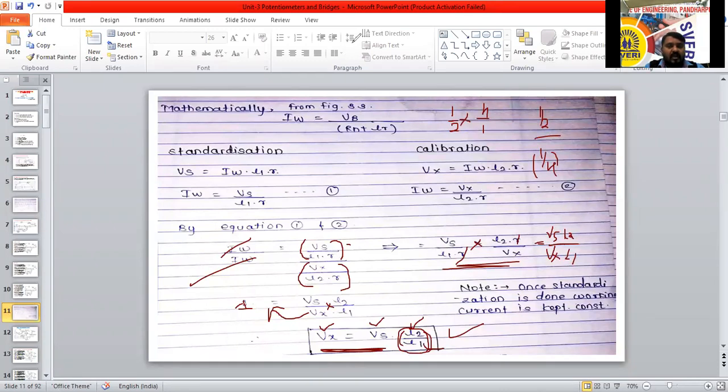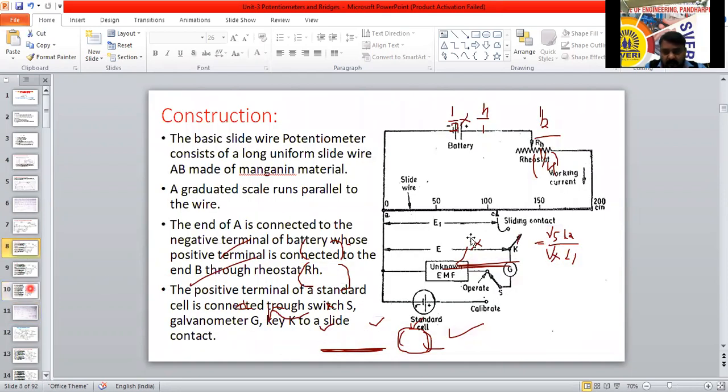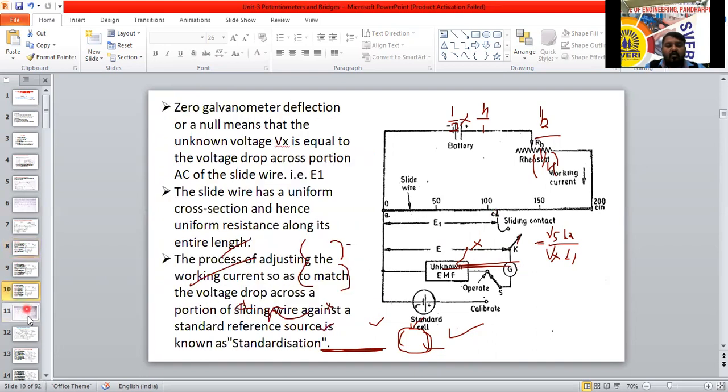That is called standardization. Why I am telling is, see here, the diagram itself I have shown here now. E1 is there. Same contact, same length we are using here means E equal to E1. E is nothing but the unknown voltage. E1 is nothing but the standard voltage. If we are getting the null position at the same point for the same length, then that is called standardization.